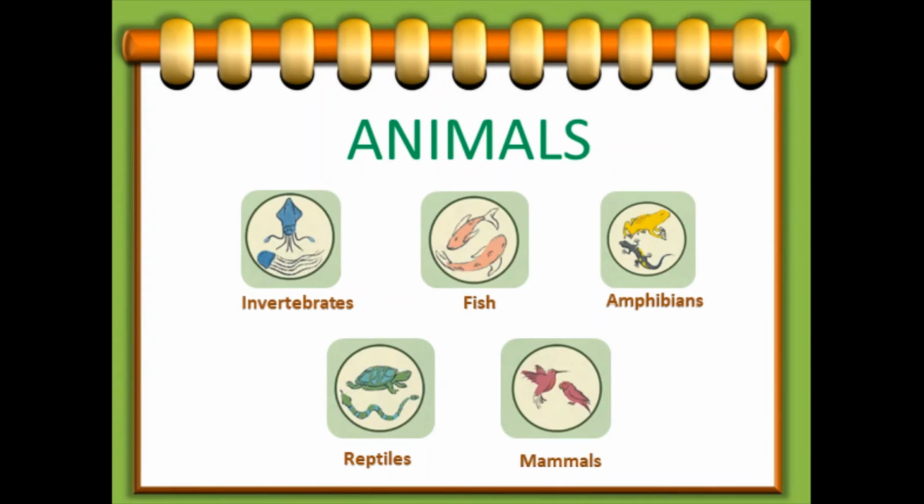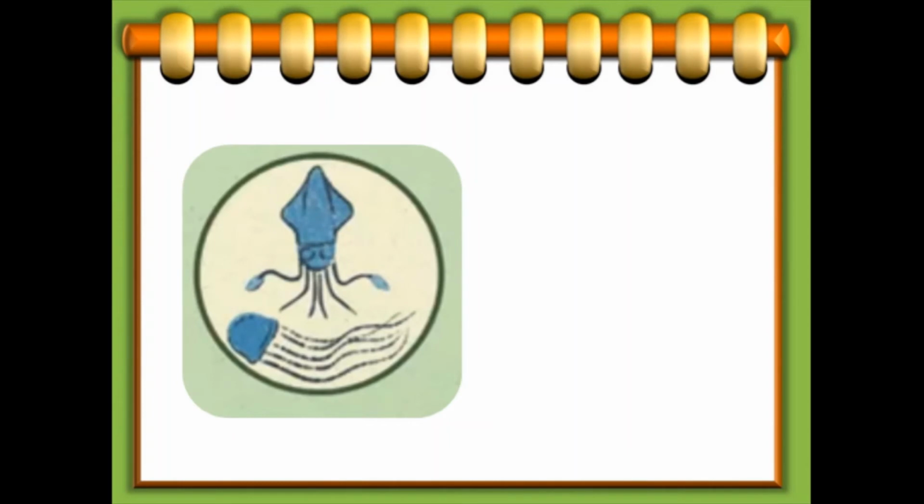We will have invertebrates, fish, and amphibians. We will focus on these three types: invertebrates, fish, and amphibians. How do you describe each of this animal group? Let's have invertebrates first. Can you say it again, please? Invertebrates.